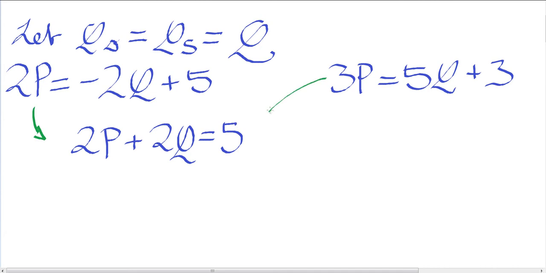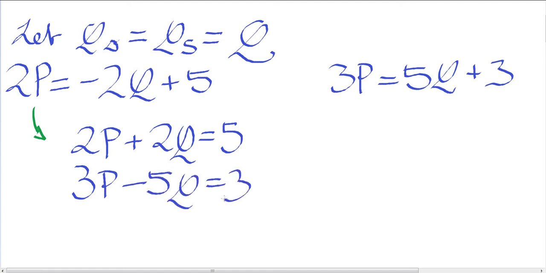Then take this equation down also. Take this equation down there. I'll have 3p minus 5q equals 3.